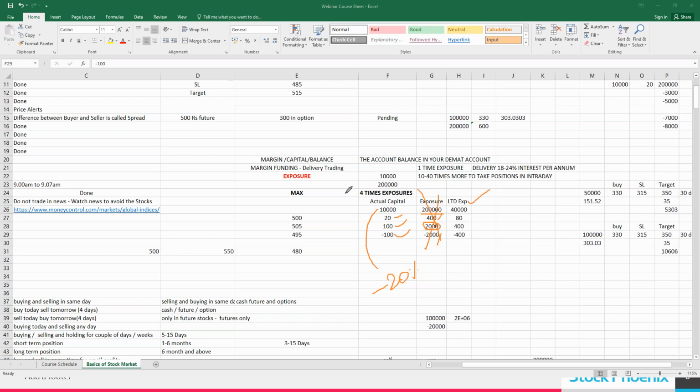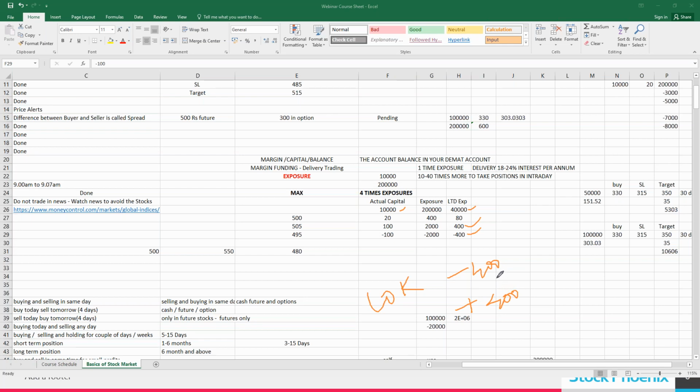What is limited exposure? 4 times. That means if you have 10,000 rupees in your account, you can take up to 40,000 rupees. That is 4 times. Still, a 4% loss or 4% profit is manageable. Out of 10K, if you lose 400, this is not going to affect my regular life or routine life, right? And if you make a profit of 400, yes, it will be used for something, not everything, but something.